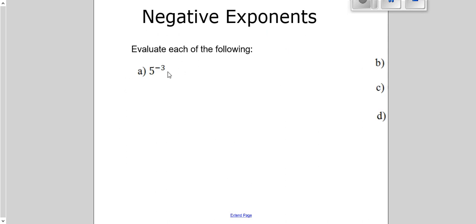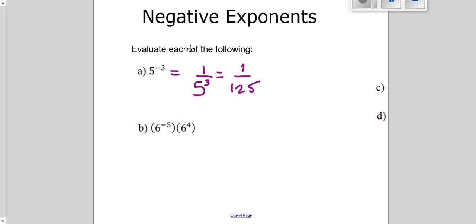So evaluate each of the following. Whenever you evaluate, you first want to start by making them positive. So I'm going to start, that really should be 1 over 5 cubed. And then if I go to my calculator and I put in 5 cubed, I get 1 over 125. Notice, not a decimal. So when we're evaluating, we always leave exponents positive and we always put things in as a fraction, never leaving it as a decimal.